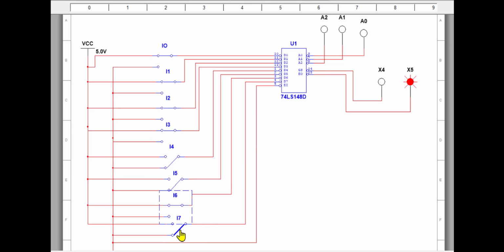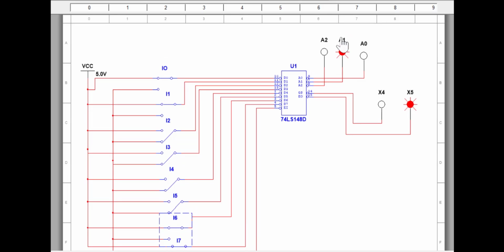So if I switch off my D7 and switch on D6, now D6 is the highest priority since D7 is 0. In this case, even if you press D5, D4, D3 or D2, your output will still be 110 because D6 is the highest priority. If I make both D7 and D6 0, and press D5, now D5 is the highest priority since D6 and D7 are off. So even if you press D4, nothing is going to happen. D3, nothing is going to happen. D2, nothing is going to happen, because D5 has the highest priority, that is 101.